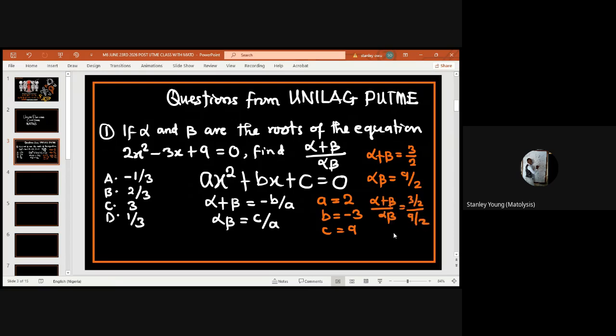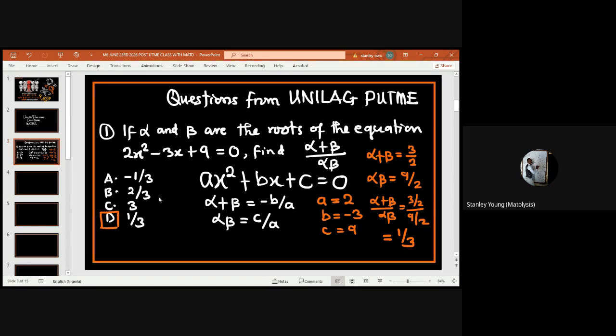Look at this and tell me the final answer, just by looking at it. 3/2 divided by 9/2. Somebody unmute and tell me. 1/3. That's correct. So the answer is 1 divided by 3, so there we have option D.